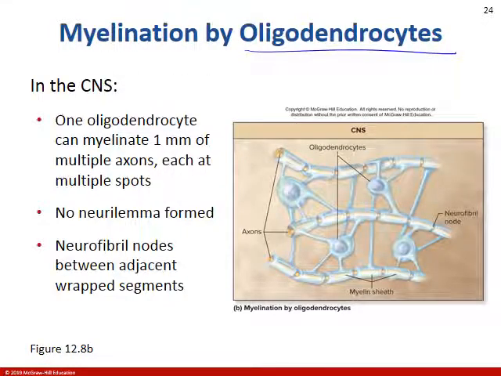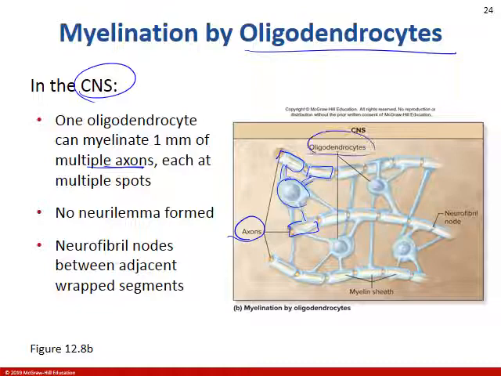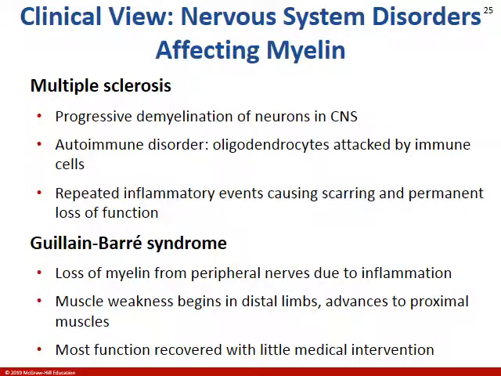If we contrast this to oligodendrocytes in the central nervous system, you can see the majority of the cell here, and you can see the oligodendrocyte is reaching out and wrapping several different axons. So multiple axons on different neurons can all be wrapped in myelin by one oligodendrocyte. Here we have two disorders that affect myelin.